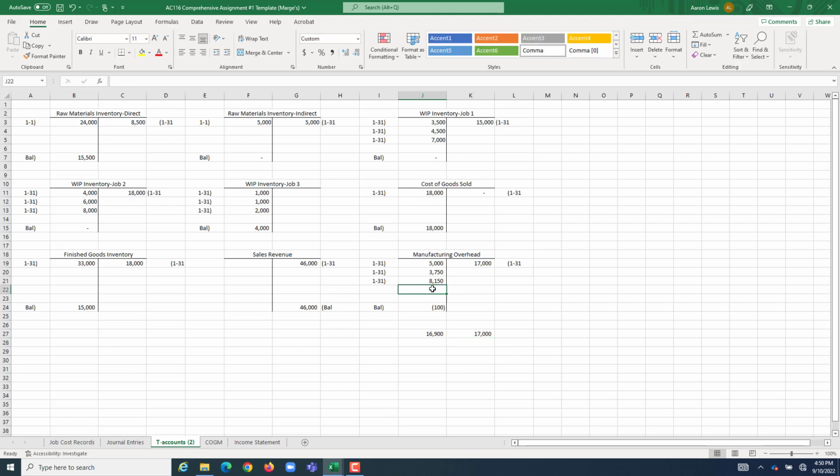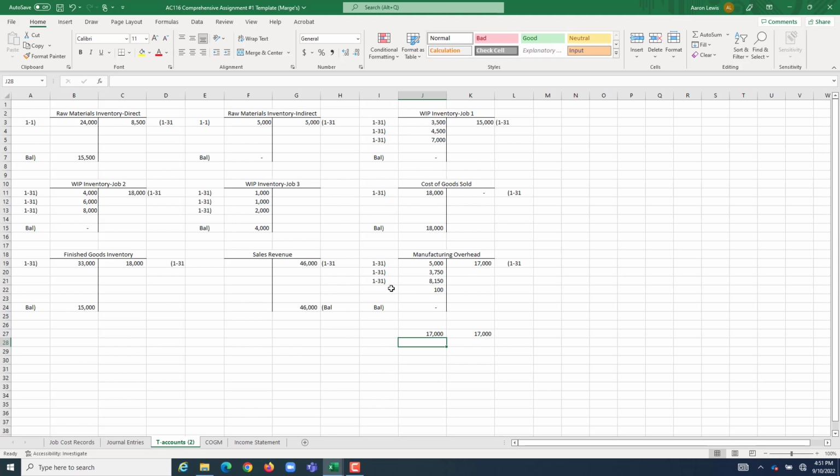So if I just debit manufacturing overhead for 100, change my formula up a little bit right here to get all of the numbers in there. There we go. That's 17,000 on both sides, which will make our balance equal to 0. So at the end of every period, you need to figure out what you need to do to your manufacturing overhead T to get its balance to 0.